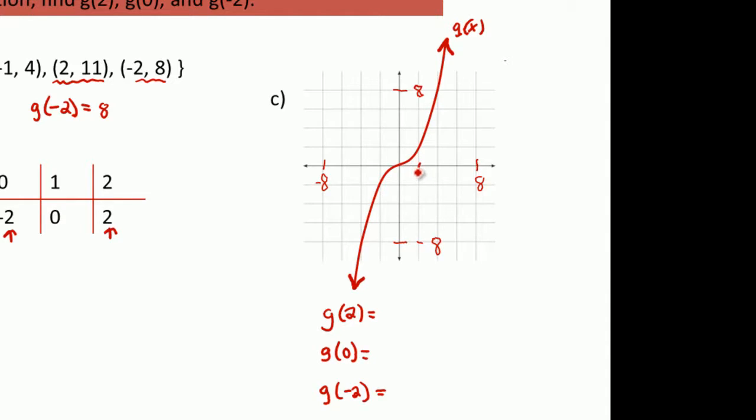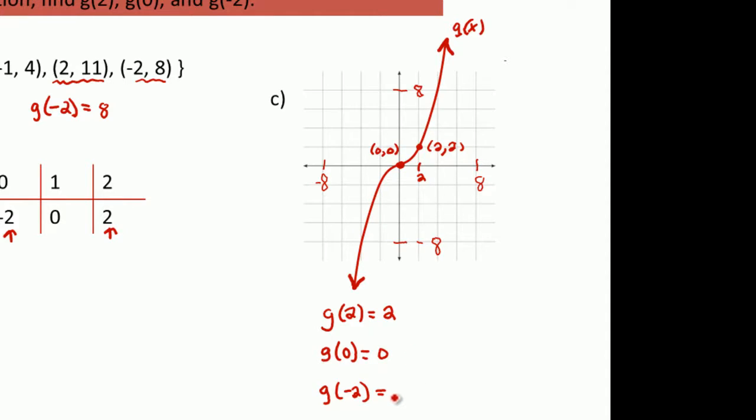So an x value of 2 is here. Let's look to see what the y value is. The y value is also 2. So our output for an input of 2 is still 2. Now let's find g of 0. Here's the point on the graph that has an x coordinate of 0. What's the y coordinate that's paired with it? Well, this is the point 0, 0. So our y coordinate is 0. G of 0 equals 0.